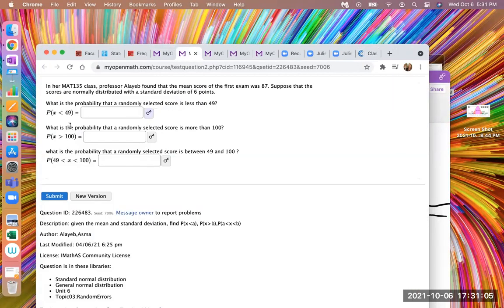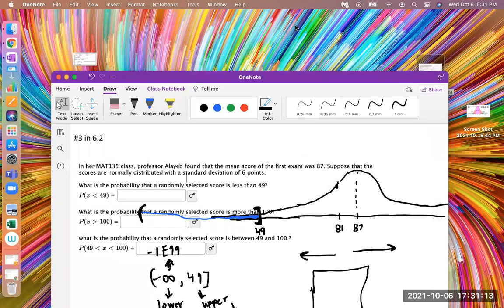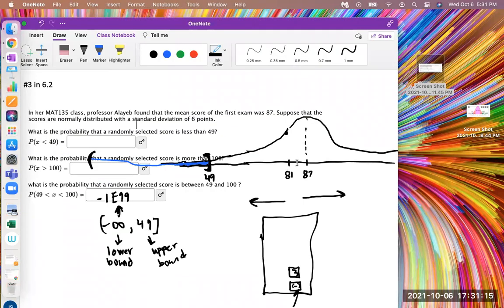Okay, the next part says, what is the probability that a randomly selected score is more than 100? So now our duty is to first draw. I don't know the lower bound and upper bound, and I'm not going to understand those unless I take time to draw the picture out. Another thing about drawing the picture is that you can get an educated guess immediately at the answer. All of the area under the curve is 1.